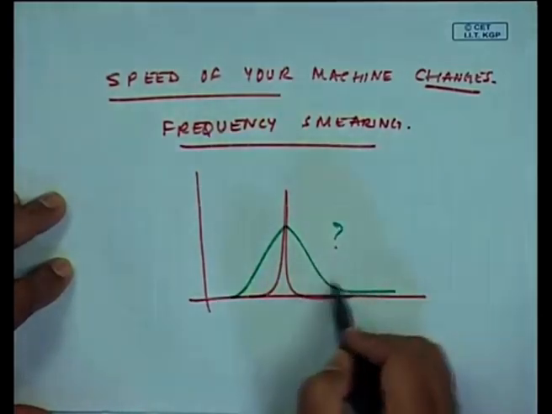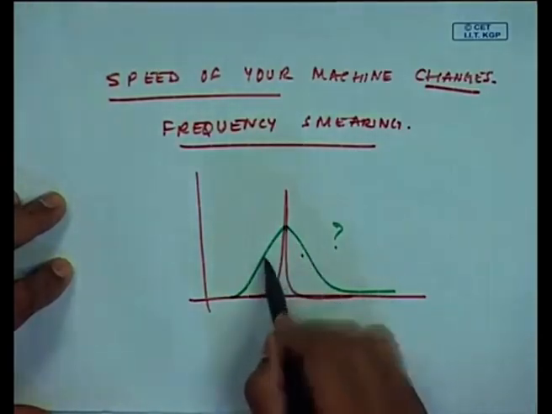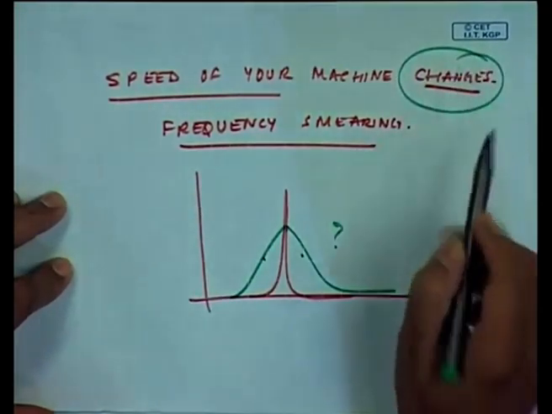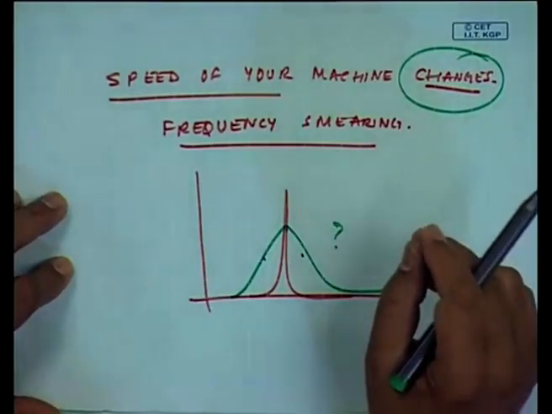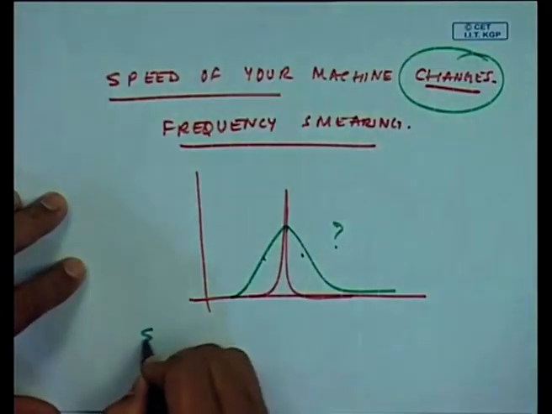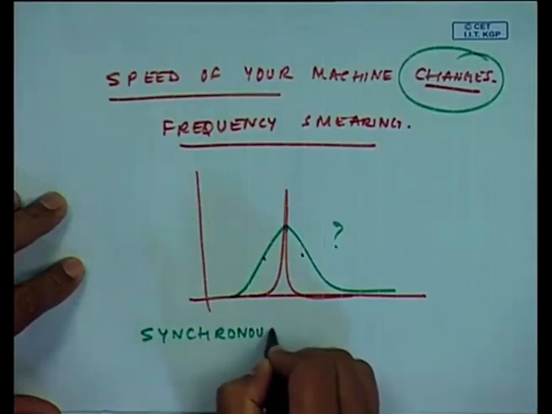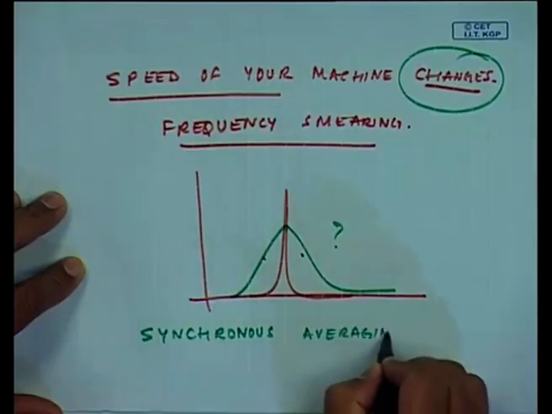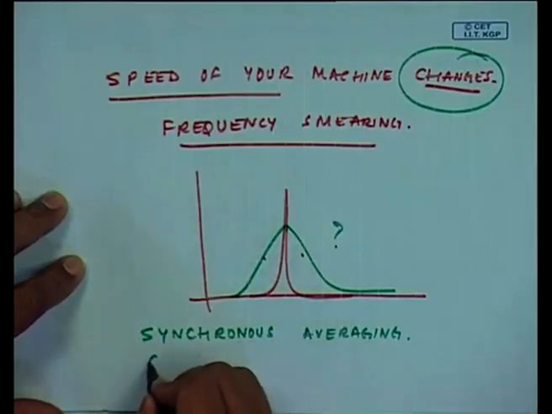So, now you will be confused. Now, what has gone wrong with my machine? Is it this frequency? Is it this frequency? Is this frequency? So, this is very important. While doing all this analysis, we have to ensure that the speed is not changing, or otherwise we do what is known as the synchronous averaging, or we do what is known as the order analysis.